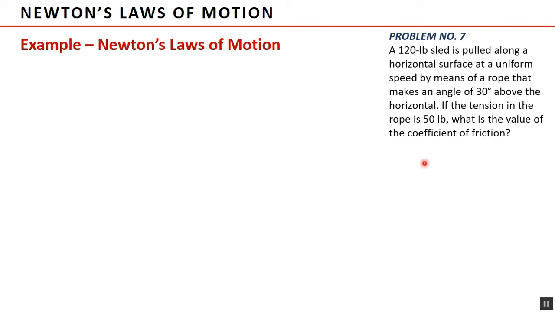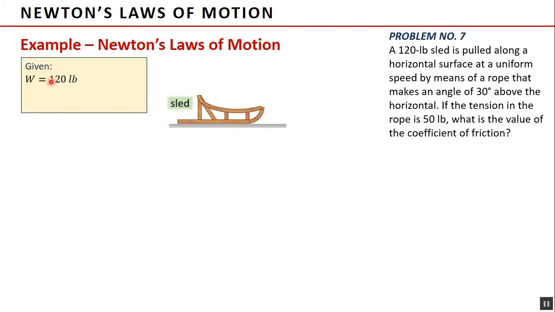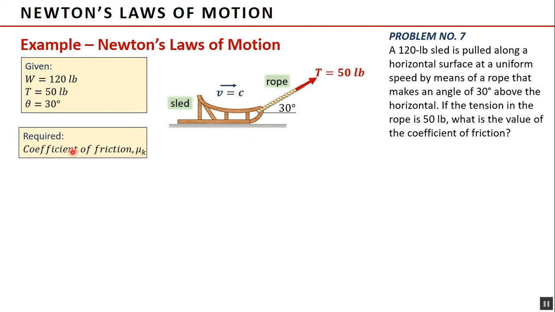Now let us do this. Imagine this is the sled on a horizontal surface. Its weight is 120 pounds. It is pulled by means of a rope, 30 degrees above the horizontal. The tension in the rope is 50 pounds, that causes the sled to slide at constant speed. Now we are asked to solve for the coefficient of kinetic friction between the sled and the horizontal. To solve this problem, again we draw the sled's FBD. We draw x and y axes. Here's the sled.